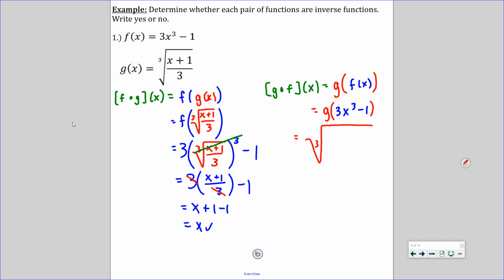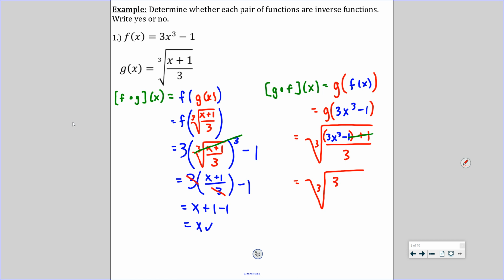All right, so here's g, and I'm plugging in f of x. That's going to be 3 times the cube root of x plus 1 over 3, and what cancels out first here? The ones: you have plus 1, minus 1. Yup. Okay. And again, you have to show me step by step.